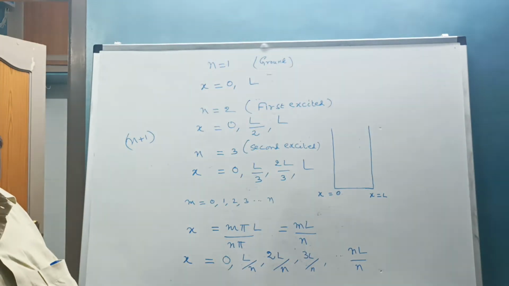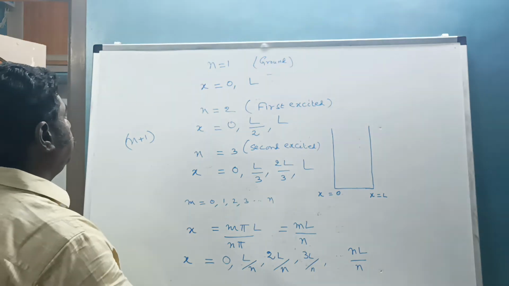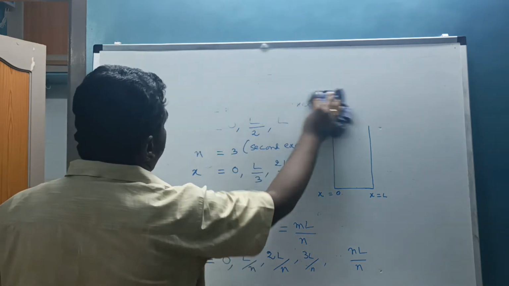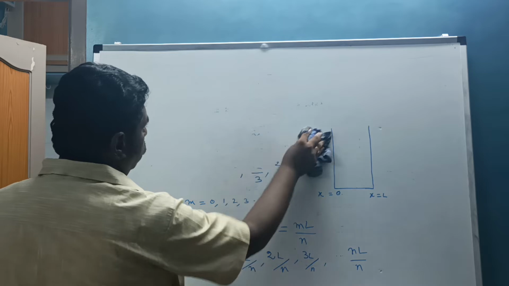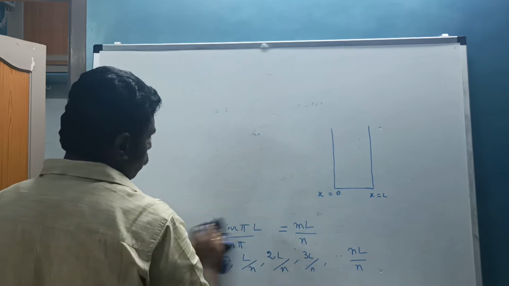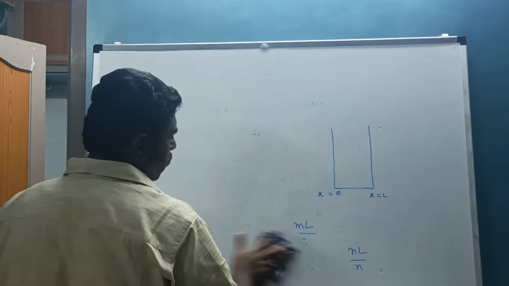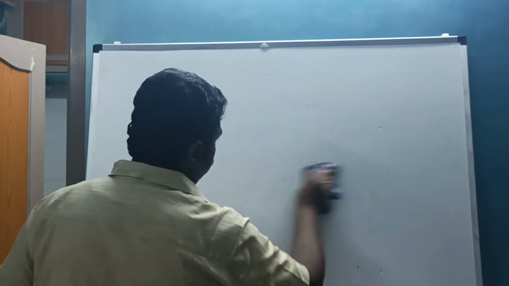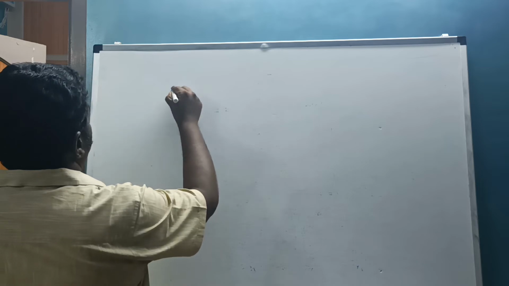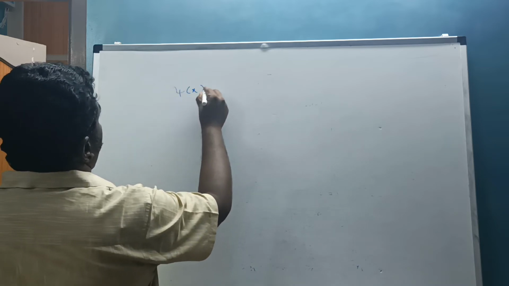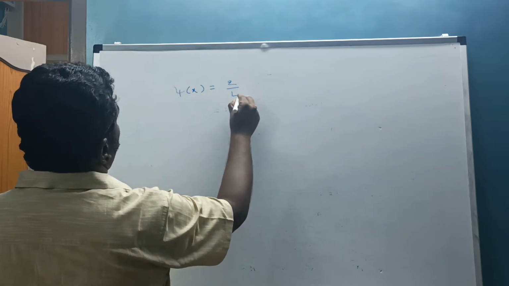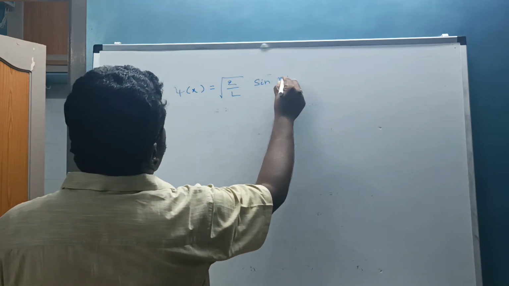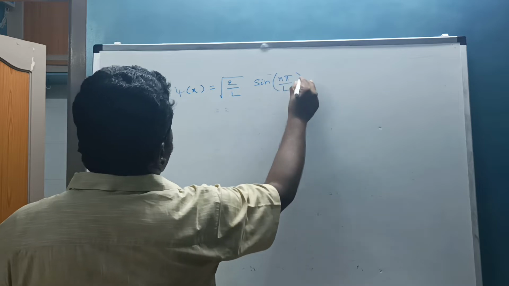Now we have to go for the term antinodes. An antinode is a point of maximum displacement of the wave function. For that, once again, we have to start our journey from the wave function psi of x. Psi of x is equal to root of 2 by L into sin n pi by L into x.